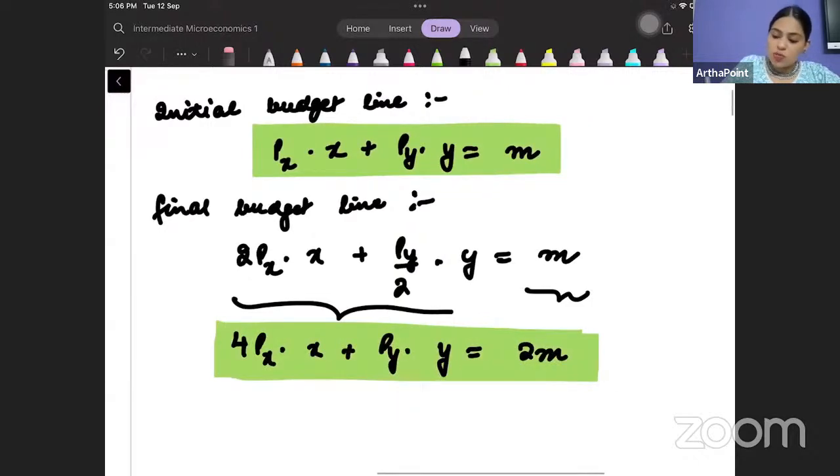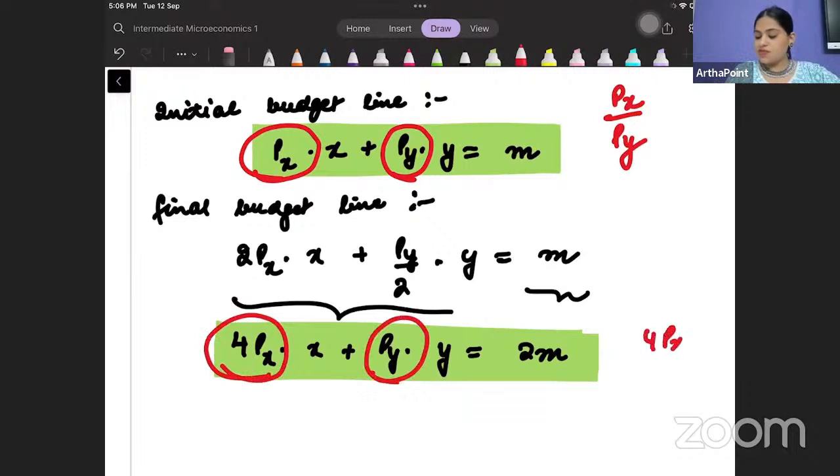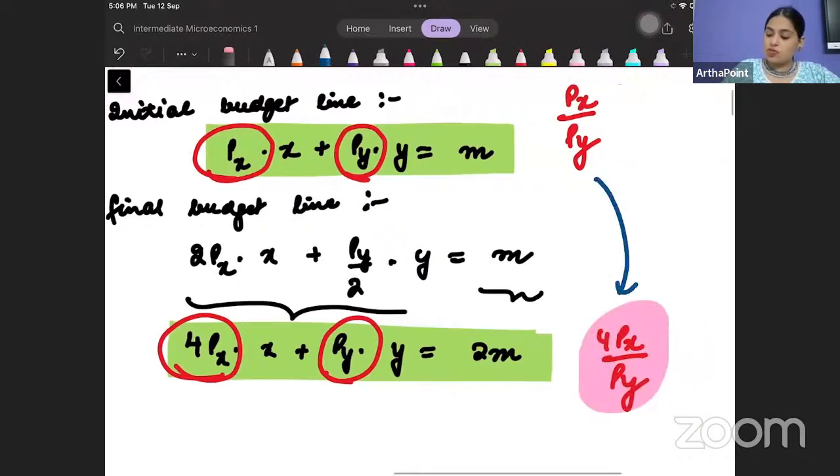तो initial slope क्या था? Initial slope was px divided by py. So initial slope was px by py. Beta, what is the new slope? ये है ना इसका coefficient 4px and this is py. So the new slope is 4px by py. So the new slope that you are getting, it is beta 4 times the old slope. It is 4 times the old slope.